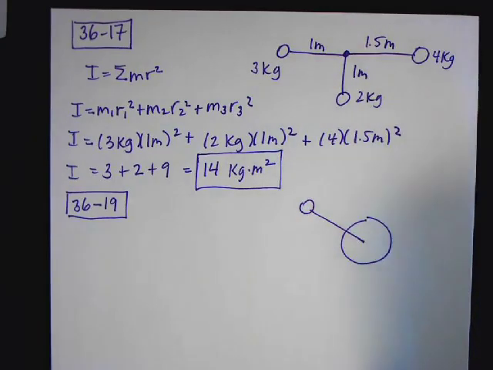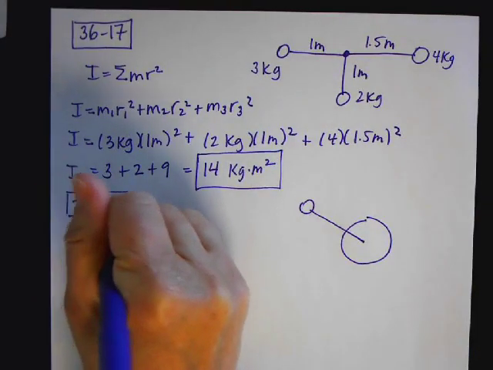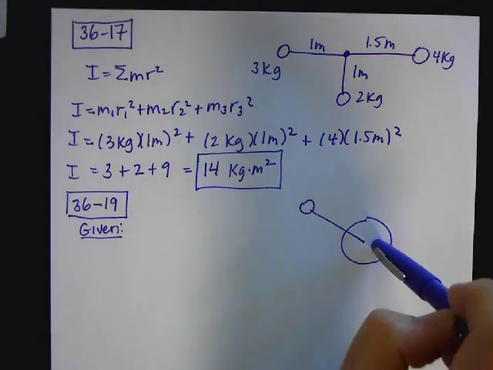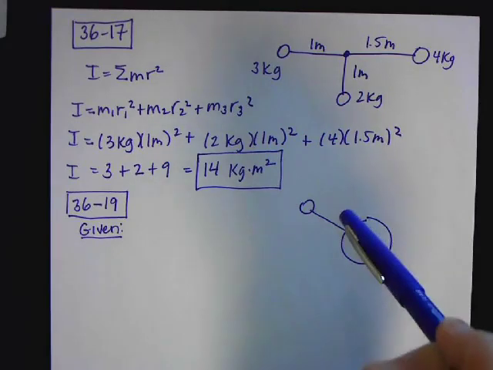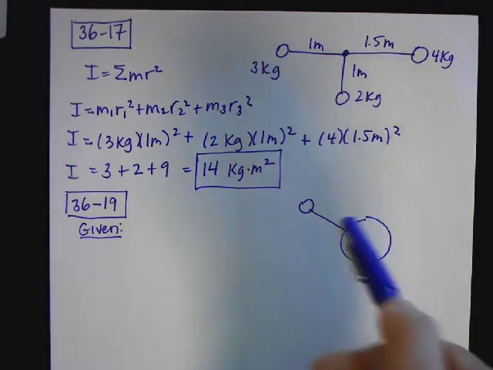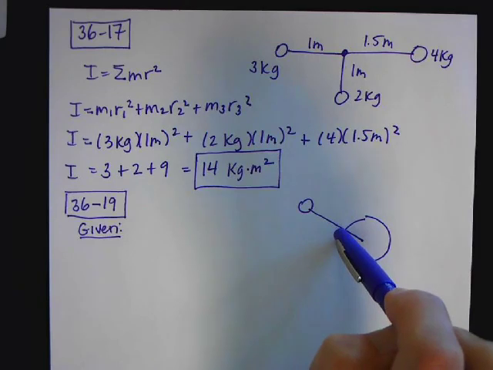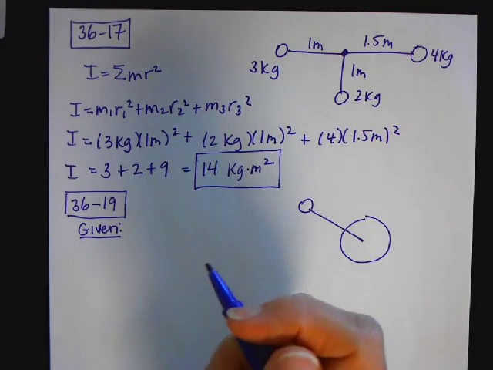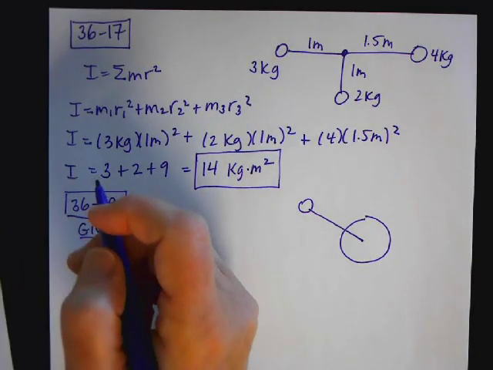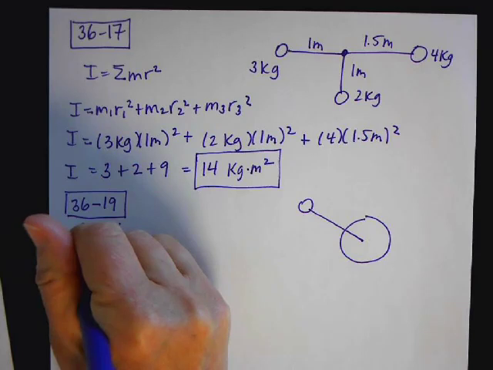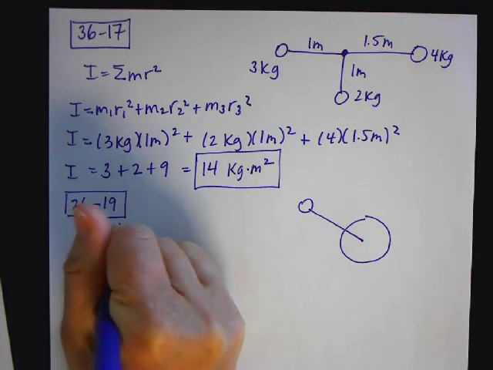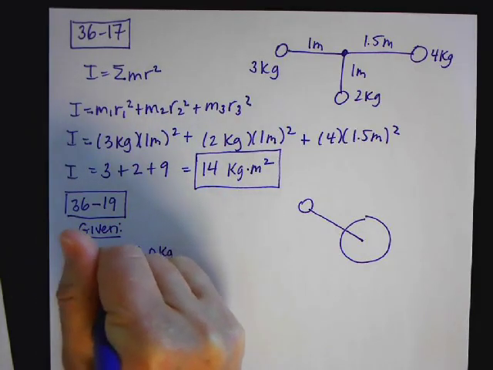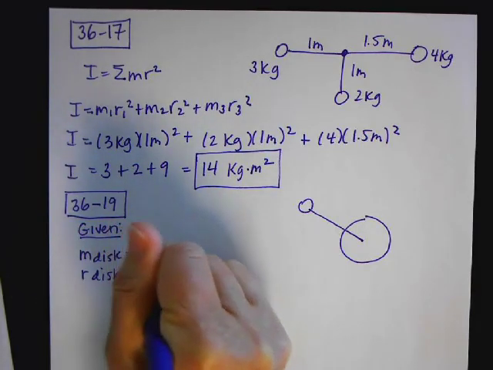They give us a lot of information, so I'm going to write it down, because I want to make sure that I don't mix anything up. Because they're telling us these shapes, I'm going to have to look up on my chart: what's the moment of inertia of a disc? What's the moment of inertia of a rod? It says, determine the moment of inertia of the system shown above. The disc has a mass of 6 kilograms and a radius of 3.6. So the mass of the disc is equal to 6 kilograms, and the radius of the disc is equal to 3.6 meters.